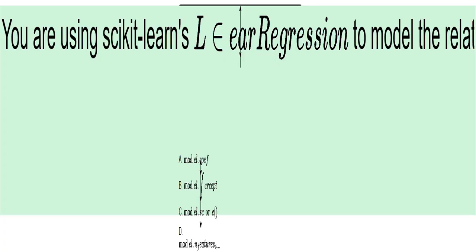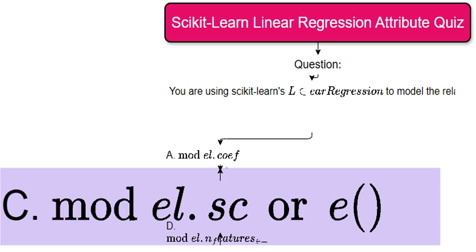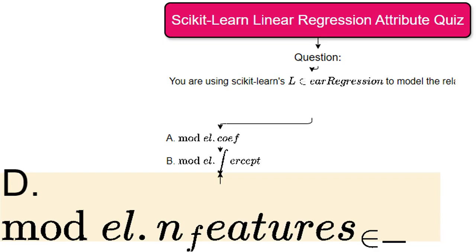This attribute holds the slope of the line, the m, in y equals mx plus c. In a simple linear regression with one predictor, it's a single value, but it's the slope, not the intercept. Remember to distinguish between the slope and the intercept. This is a method, not an attribute. It returns the r-squared value, which measures how well your model fits the data. It doesn't directly give you the y-intercept. This attribute tells you the number of predictor variables, features, you used to build the model. It has nothing to do with the line's intercept.